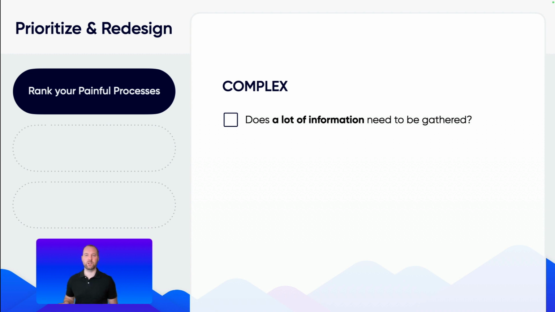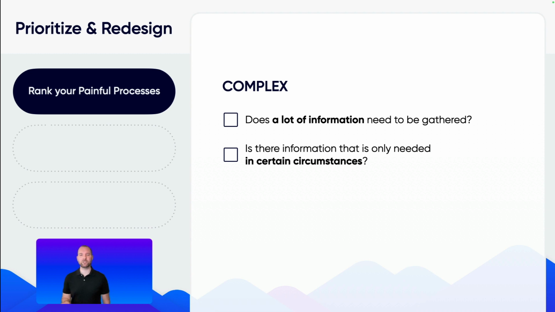One, does a lot of information need to be gathered? A student enrollment packet is a great example of something that's really got a lot of moving pieces to it. You need to ask questions about biographical data, health records, IEP and 504 and EL, tons of stuff as part of that process. If the answer is yes, then that's going to be a more complex process. Secondly, is there information that's only needed in certain circumstances? For example, if you've got a student who's not SPED, you don't have to ask about IEP. Whereas if you do have a student who's on an IEP, you should ask a lot of questions about that, and you probably already do.